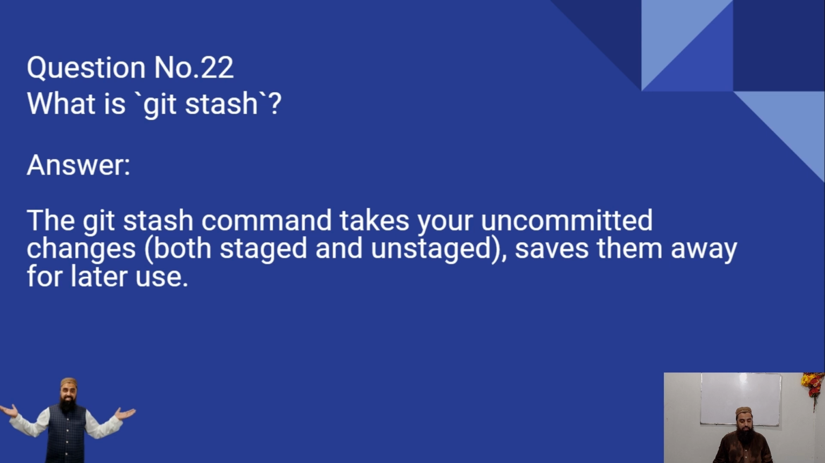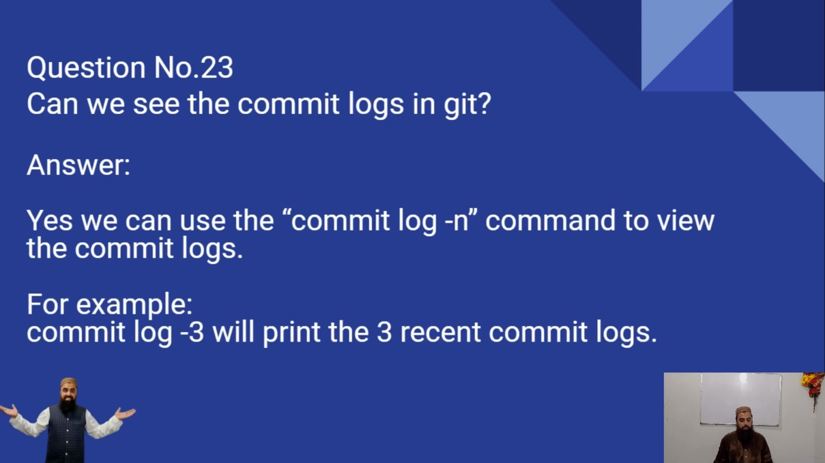So the git stash command takes your uncommitted changes, both staged and unstaged, and saves them on a temporary basis for later use. Okay. Question number 23.